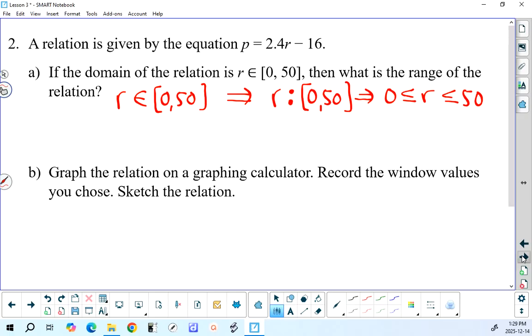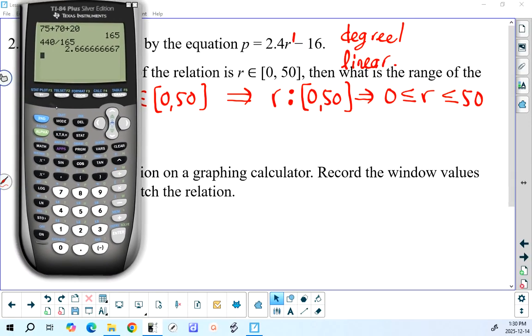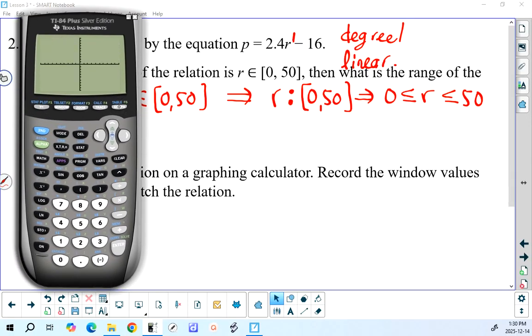Well, I'll take you back to the previous lesson. Since r is the independent or x variable and it has an exponent of 1, that means this is a degree 1 relation, which means it's linear. And even though we're asked for the range right now, I'm going to combine finding the range with doing what we're doing in B at the same time. So we're going to grab our graphing calculator. It says we want to sketch the relation using our graphing calculator.